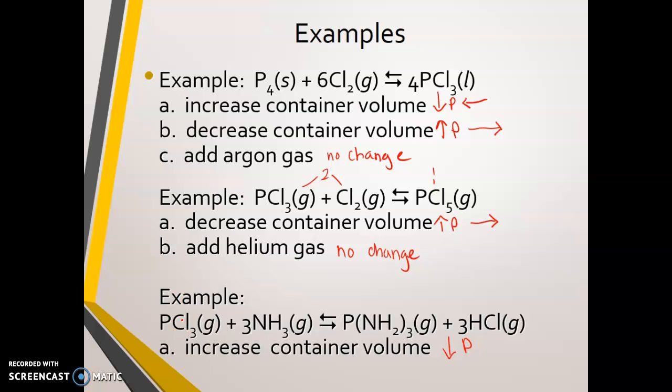So we have 1 mole of PCl3, 3 moles of NH3. So that's a total of 4 in the reactants. And then we have 1 mole of P(NH2)3, and 3 moles of HCl. Well, we have 4 in the products. So the other thing is if the system has the same number of moles on both sides, then it has no effect on, or no change on, the equilibrium. So even though the pressure is changing, it's not going to drive it either way for the equilibrium.